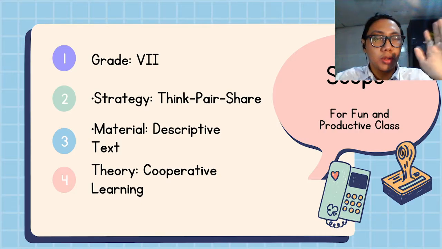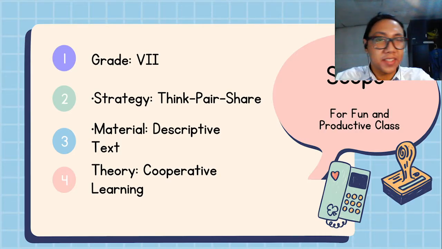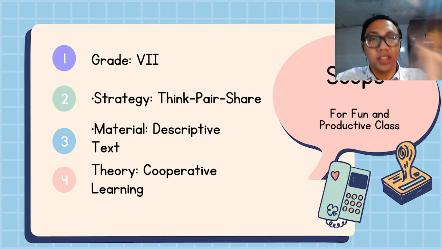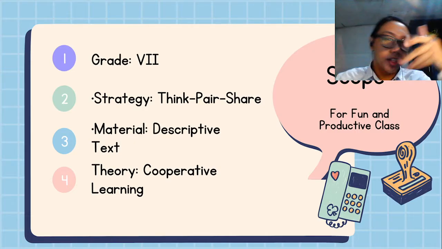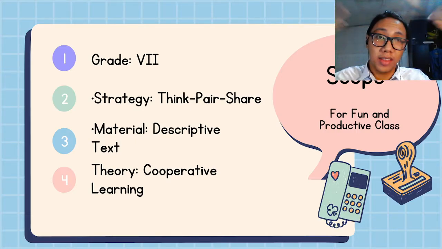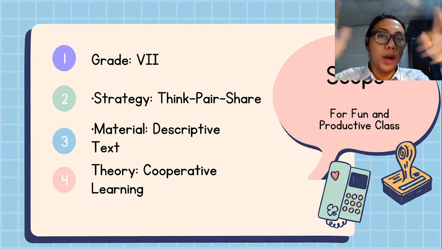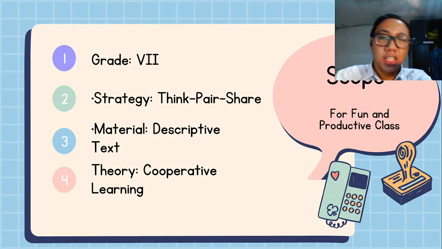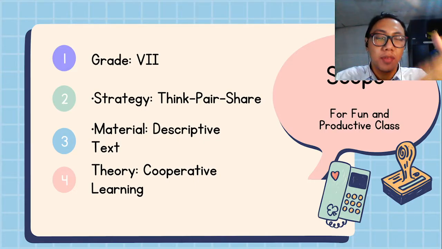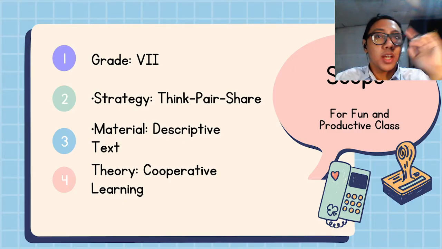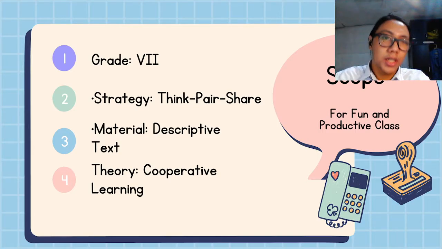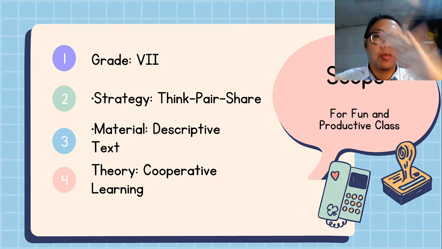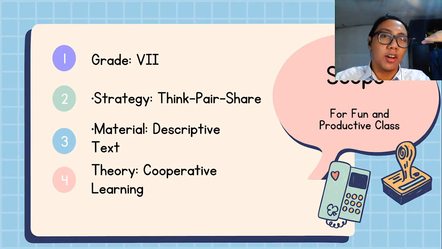The strategy that we are going to use, or what this method can be classified as, is think, pair, and share. The material that fits perfectly with this method is descriptive text because it has a wide array, or is very flexible, in its implementation. And the fourth one is cooperative learning as the theory, because we directly involve the student to interact more with their peers, and by having some form of games, it will create a sense of cooperative learning where they think together, share the thought together, and answer together.